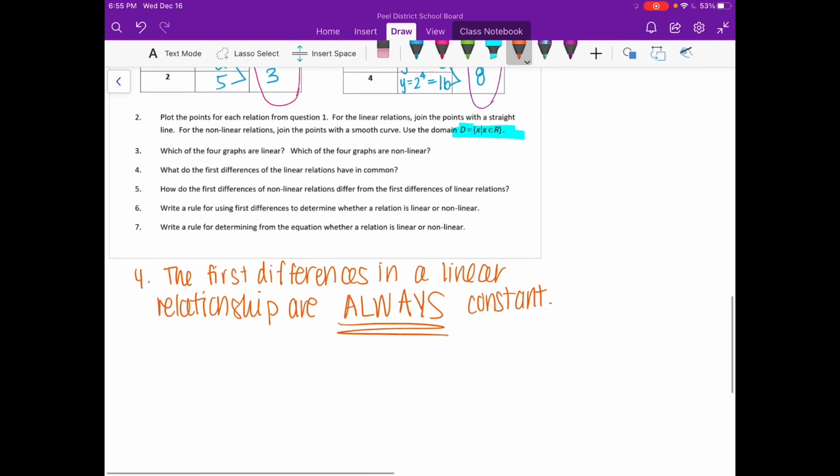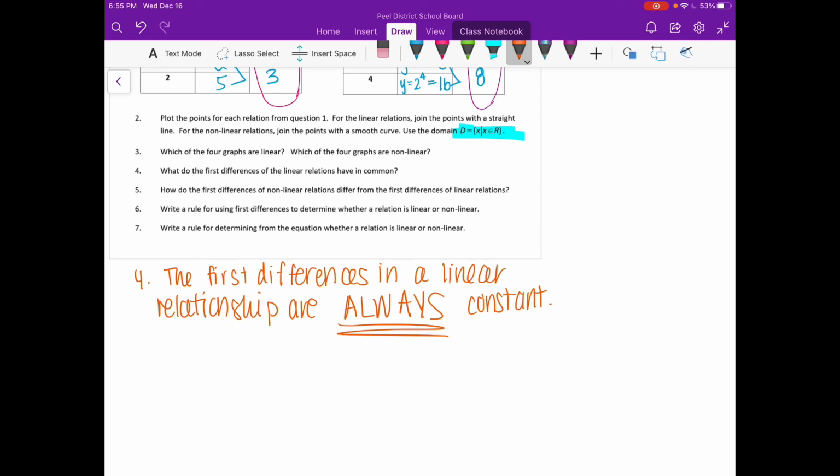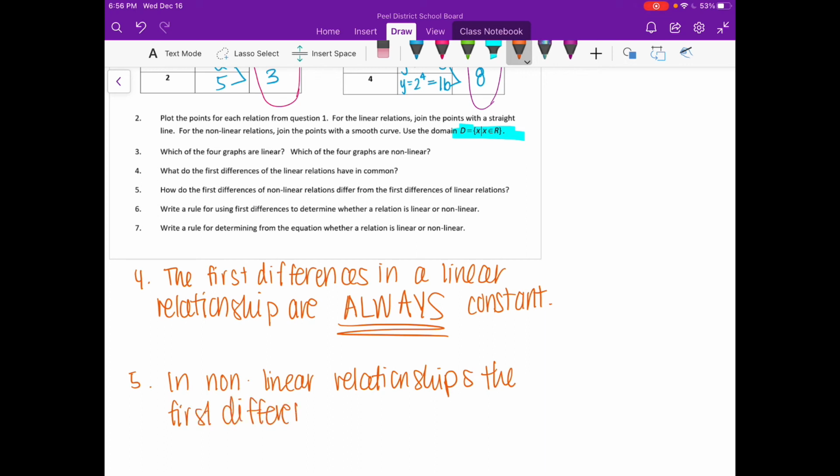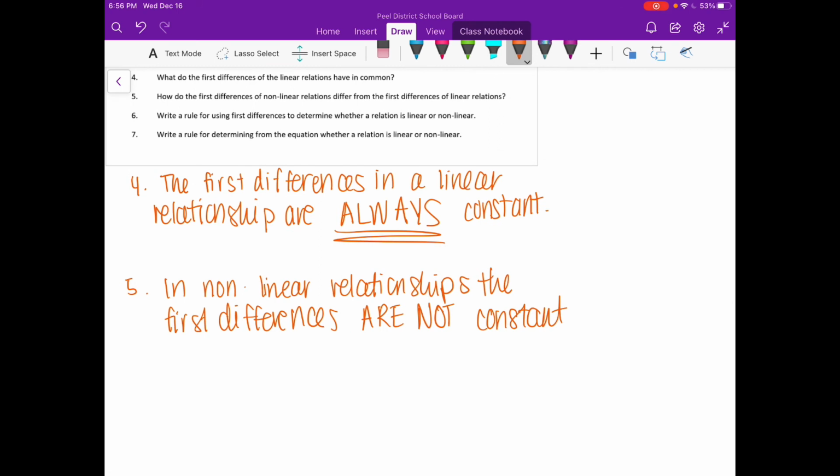Okay? How do the first differences of nonlinear relationships differ from linear relationships? In nonlinear relationships, the first differences are not constant. Okay? Write a rule for the first differences to determine whether or not the relationship is linear or nonlinear. So if the first differences are the same, then that means it's a linear relationship.